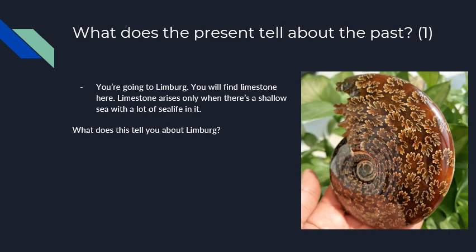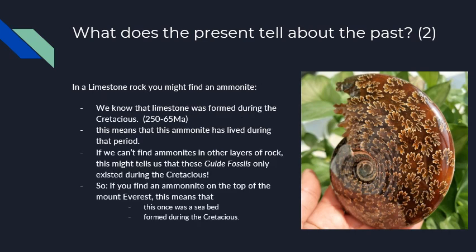And that's not the only thing which is important. You may find some fossils here, like fossils from an ammonite, which is on this picture here. In this limestone, you might find an ammonite or its remains. So, if you had a look at the geological time scale, you might have noticed that limestone was formed during the Cretaceous, and that was 250 to 65 million years ago. And that means that this ammonite has lived during this period of time.